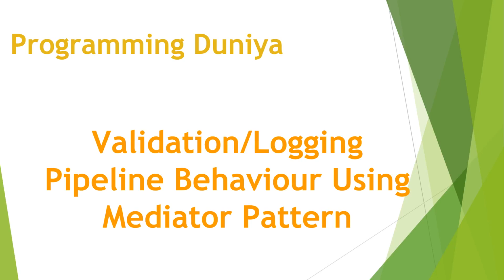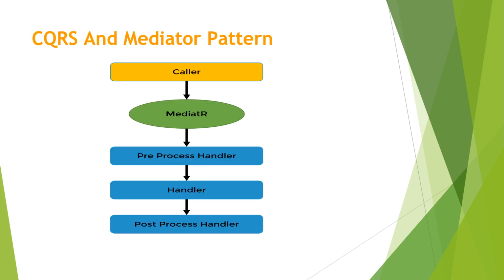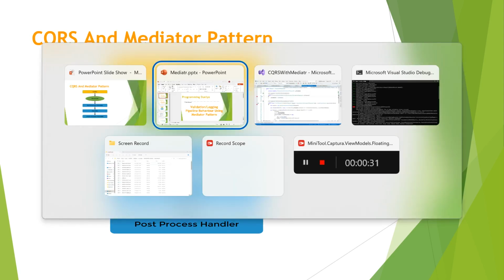Today I am going to discuss the validation and logging pipeline behavior using the mediator pattern. In the mediator pattern we can add the validation and logging pipeline. I will discuss in more detail how we can use it and what we need to implement the validation and the logging pipeline. In the mediator, as I already explained in my previous video, we can have a pre-processing handler and also a post-processing handler. So here I have some code.